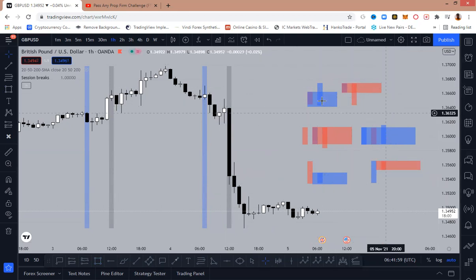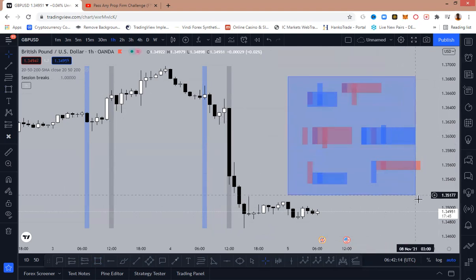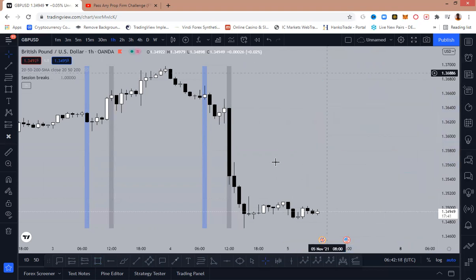Okay, you can maybe pause and try to take some notes so that you can go and backtest on your pairs and try to see how you can find these. All right, so now that I've already shown you these kinds of order blocks, let me clean everything up, and then let's get into the live markets.